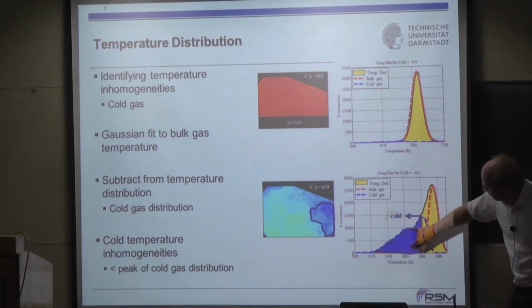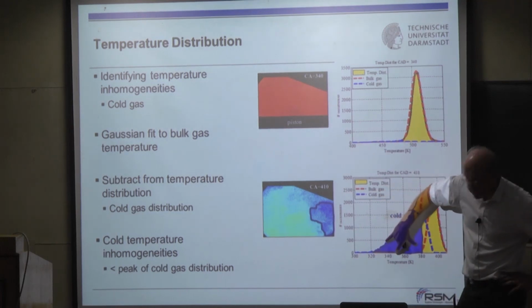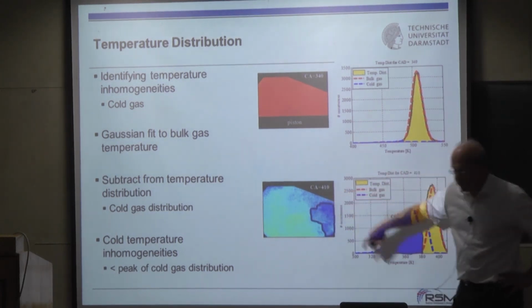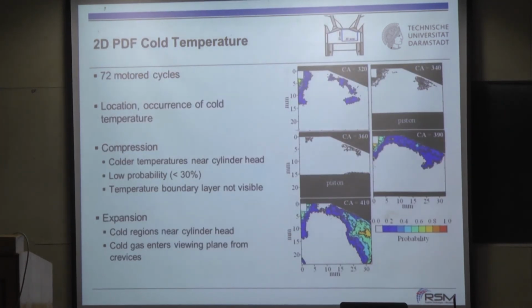We take only those portions and identify where this part of the PDF comes from. This is just what I said, now made quantitative. And now you can see that this is not only in this one stroke I've shown, but statistically you see here the probability of the occurrence of the cold portions at 410 Kelvin. It is really at these locations over here. It is stronger here than, for example, here, although there is a wall here as well.